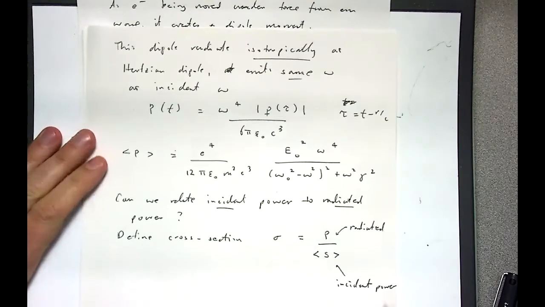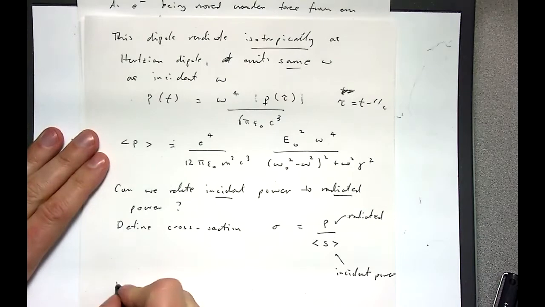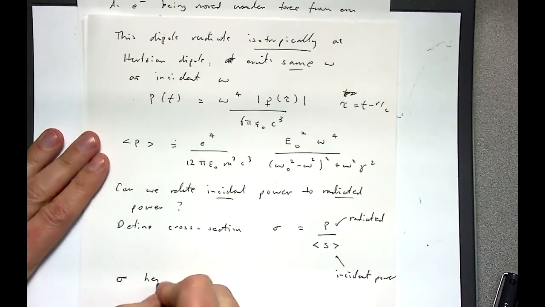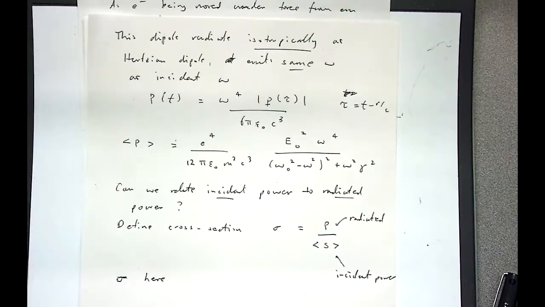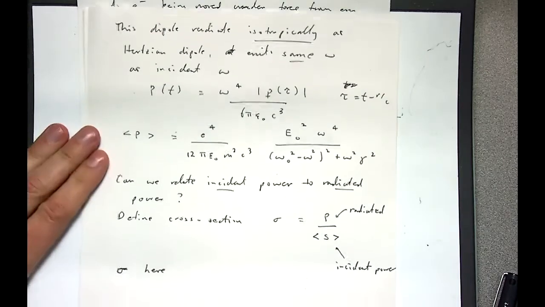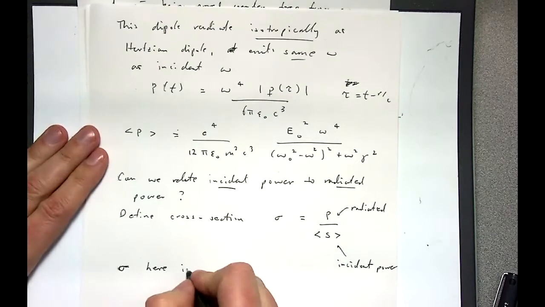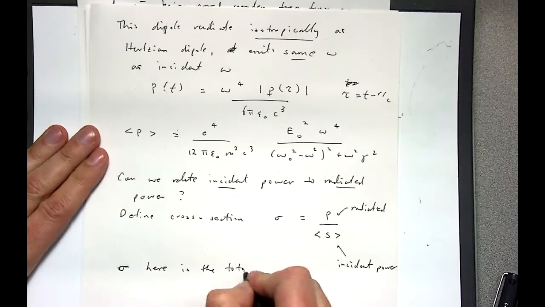Right. And when we think about cross-sections, what you'll see when you look into this is that sigma can be written down in a variety of forms. So what we're writing here is sigma, the so-called total cross-section.